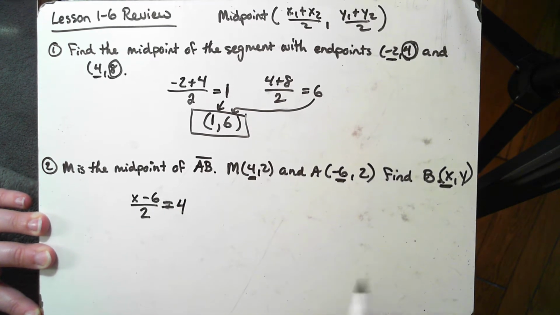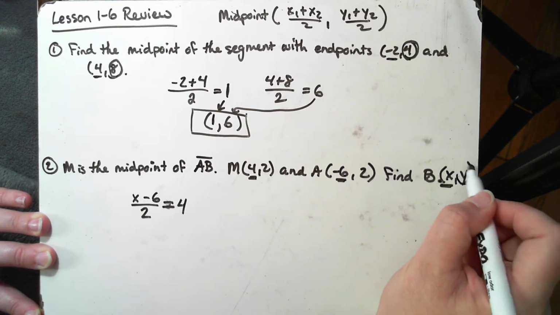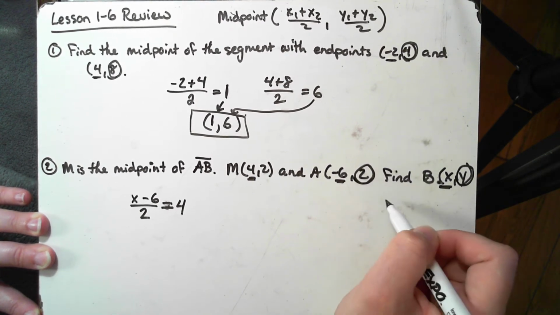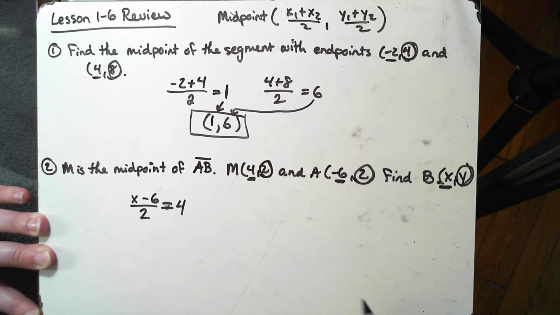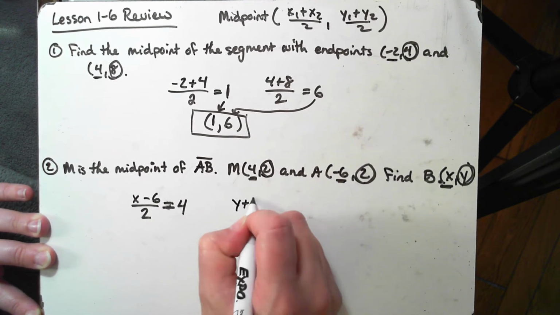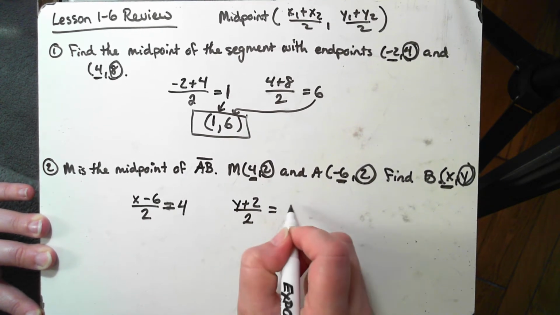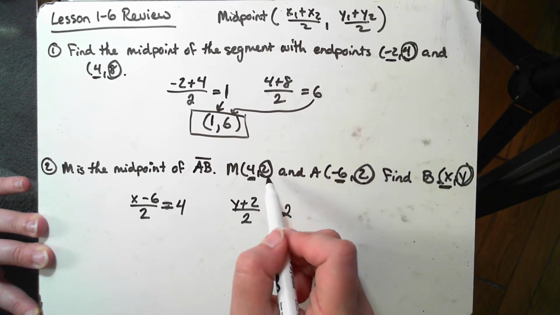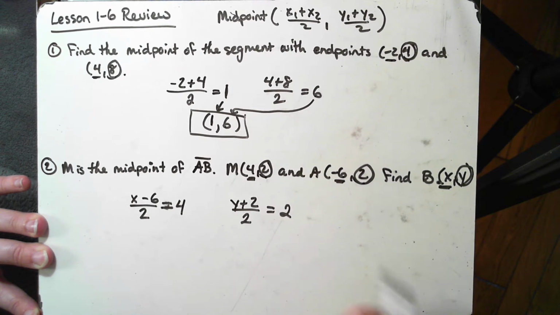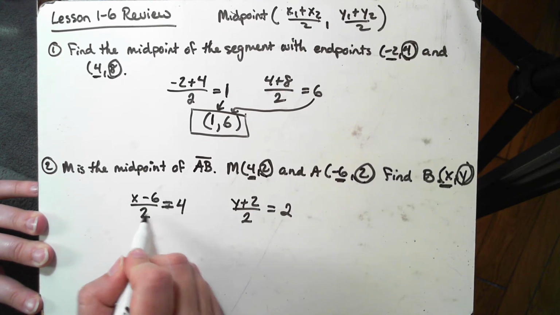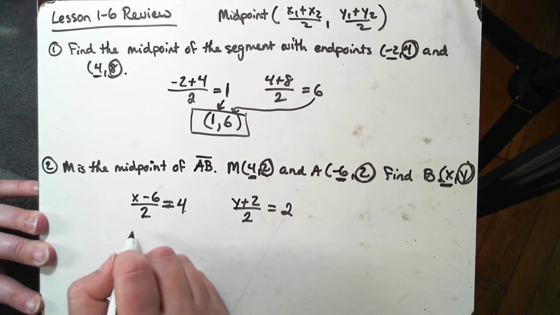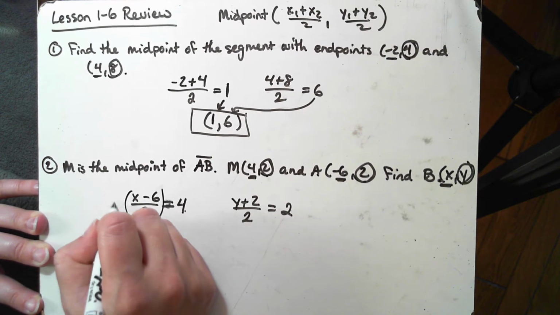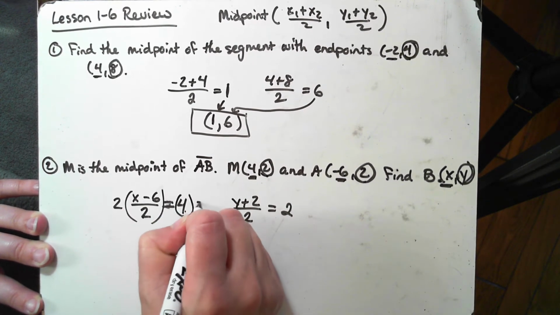Okay, and then I'll do the same thing for the y's. This y plus this y divided by 2 is going to equal this y. So I have y plus 2 divided by 2 equals 2. Okay, y plus this one divided by 2 equals this one. Okay, so I'll just multiply by 2 in this equation to get my equation solved shortly.